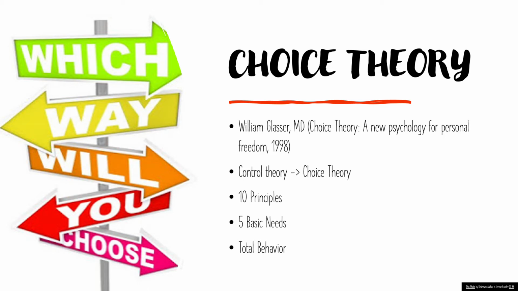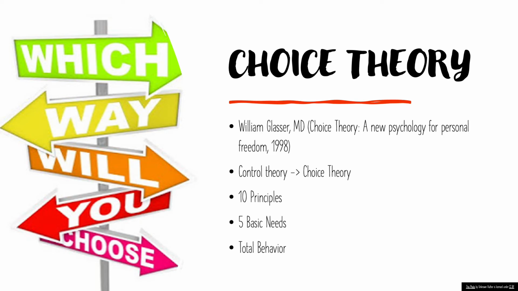One, the only person's behavior you can control is your own. Two, all we can give or receive is information. Three, all long-lasting psychological problems are relationship problems. Four, the problem relationship is always a part of our present life. Number five, what happened in the past has everything to do with what we are today, but we can only satisfy our basic needs right now and plan to continue satisfying them in the future. Number six, we can only satisfy our needs by satisfying the pictures in our quality world.